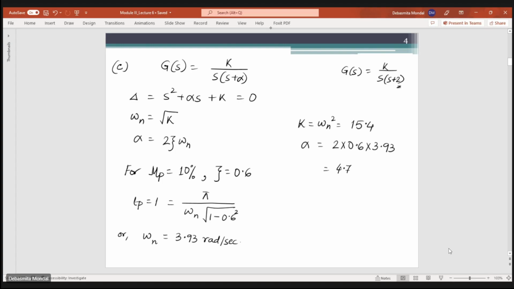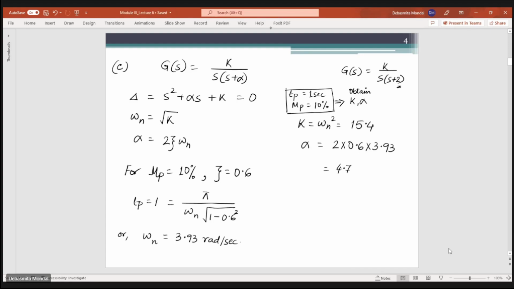So here also you have two variables in your system. What will be the value of K and alpha such that the initial two specifications which were given are satisfied, that is TP equal to 1 second and MP equal to 10%? Okay, so this is the criteria that you need to satisfy, and for that you have to find the value of K and alpha. Similarly, to start off with, obviously you will have to write the characteristic equation, and from the characteristic equation you will express omega n and zeta in terms of the unknown terms.